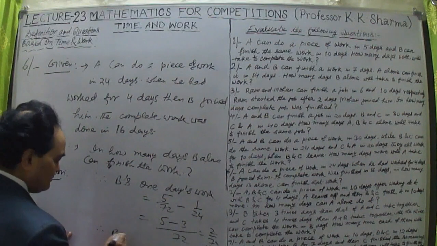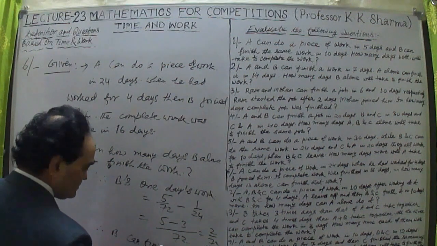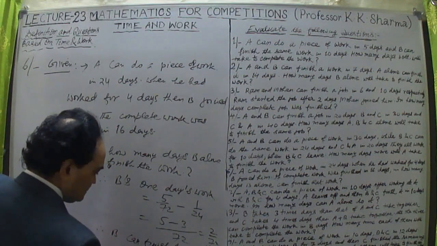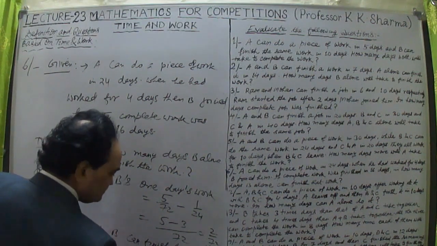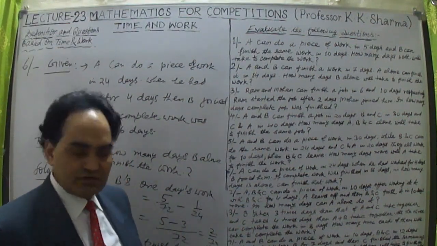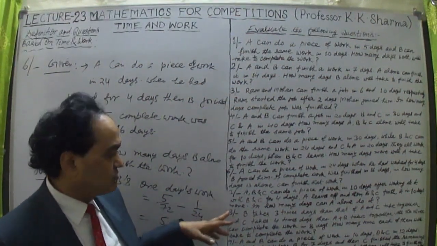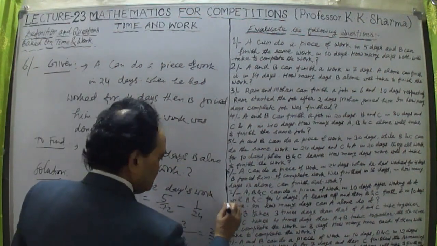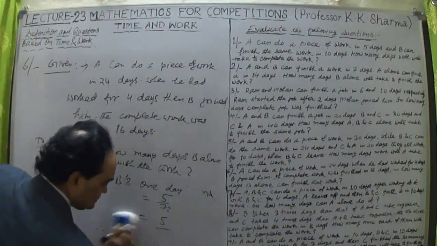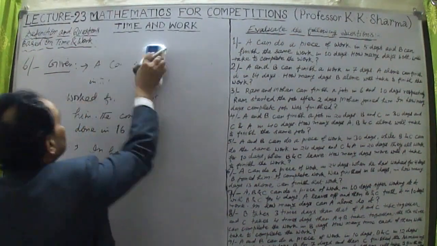And therefore B can finish the work in 36 days. Just reverse the rate. This is 1 day's work, 1 by 36. Therefore, a total of 36 days will be taken by B to complete the work. So this is the answer here. B will take 36 days. That is the answer. Now question number 7, let us talk about.